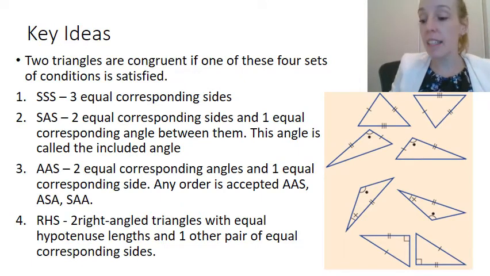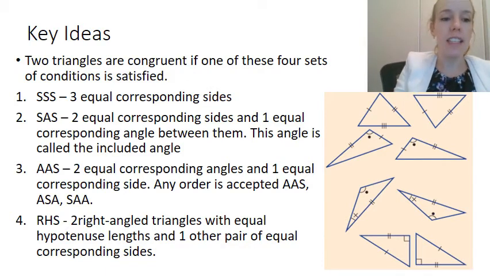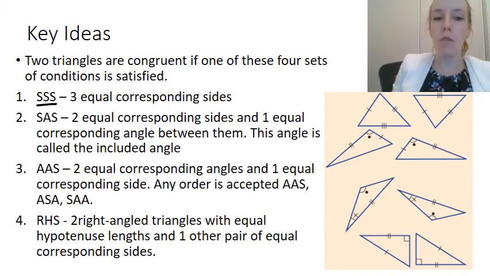Okay, so some key ideas here. Two triangles are congruent if one of the four sets of conditions is satisfied. So the first is SSS. S stands for side. So if they have three equal corresponding sides, they will be congruent.